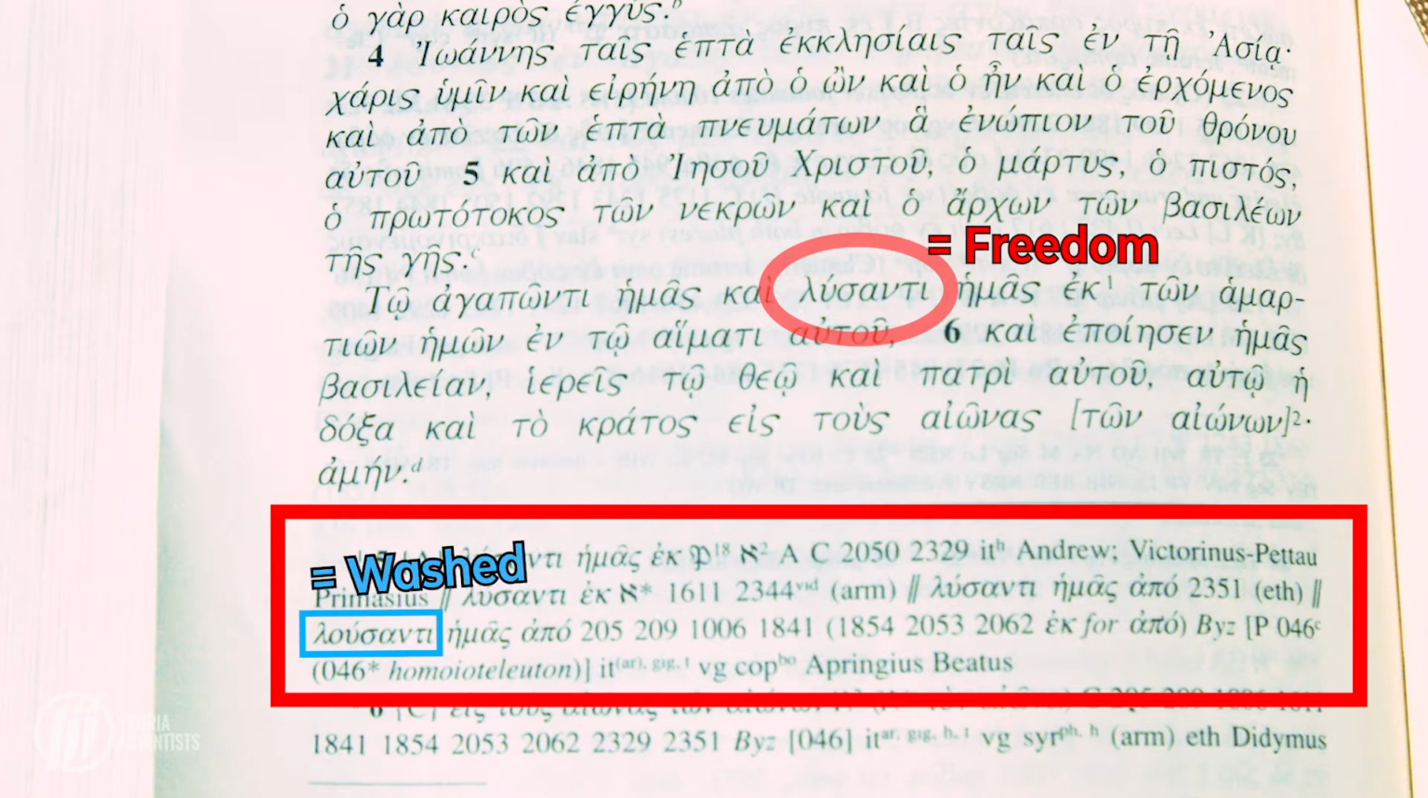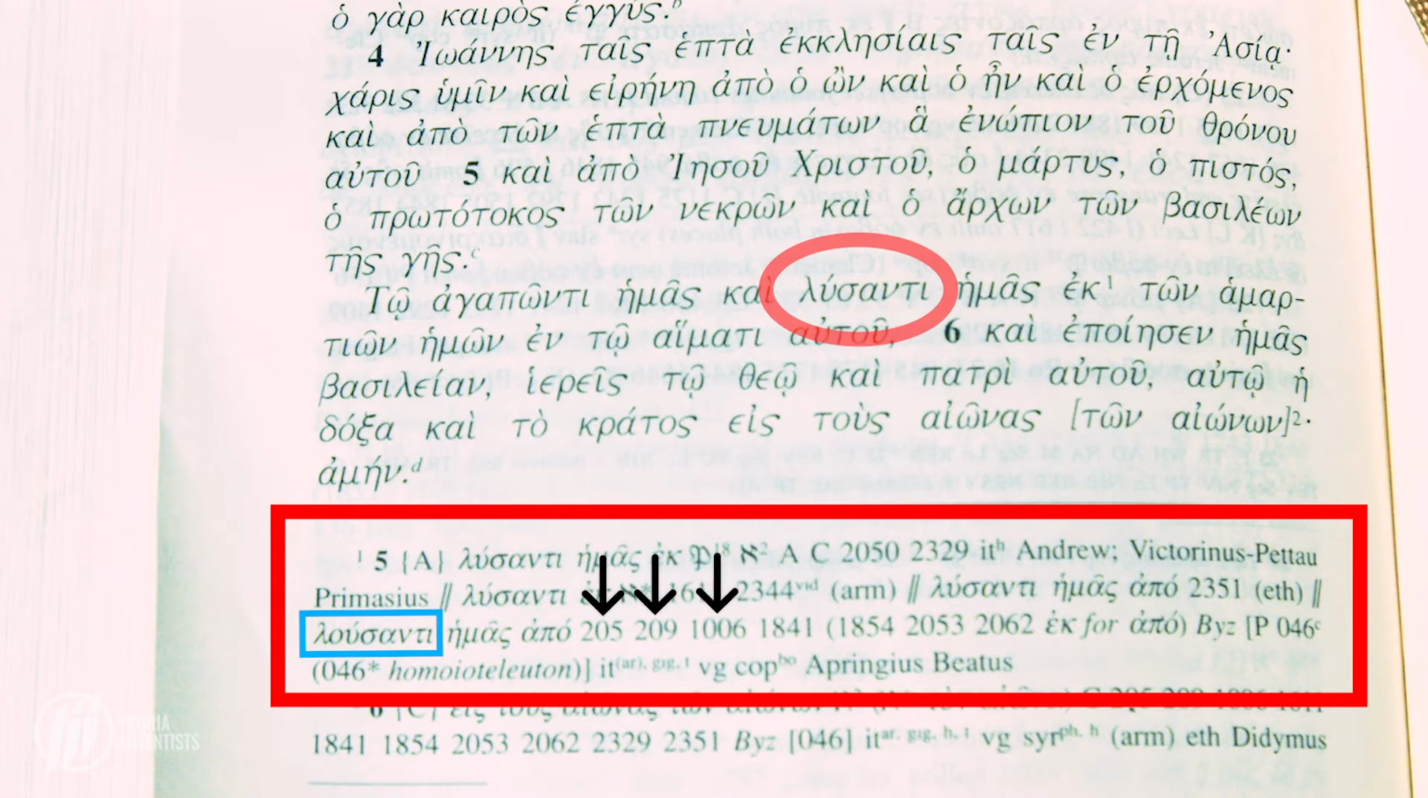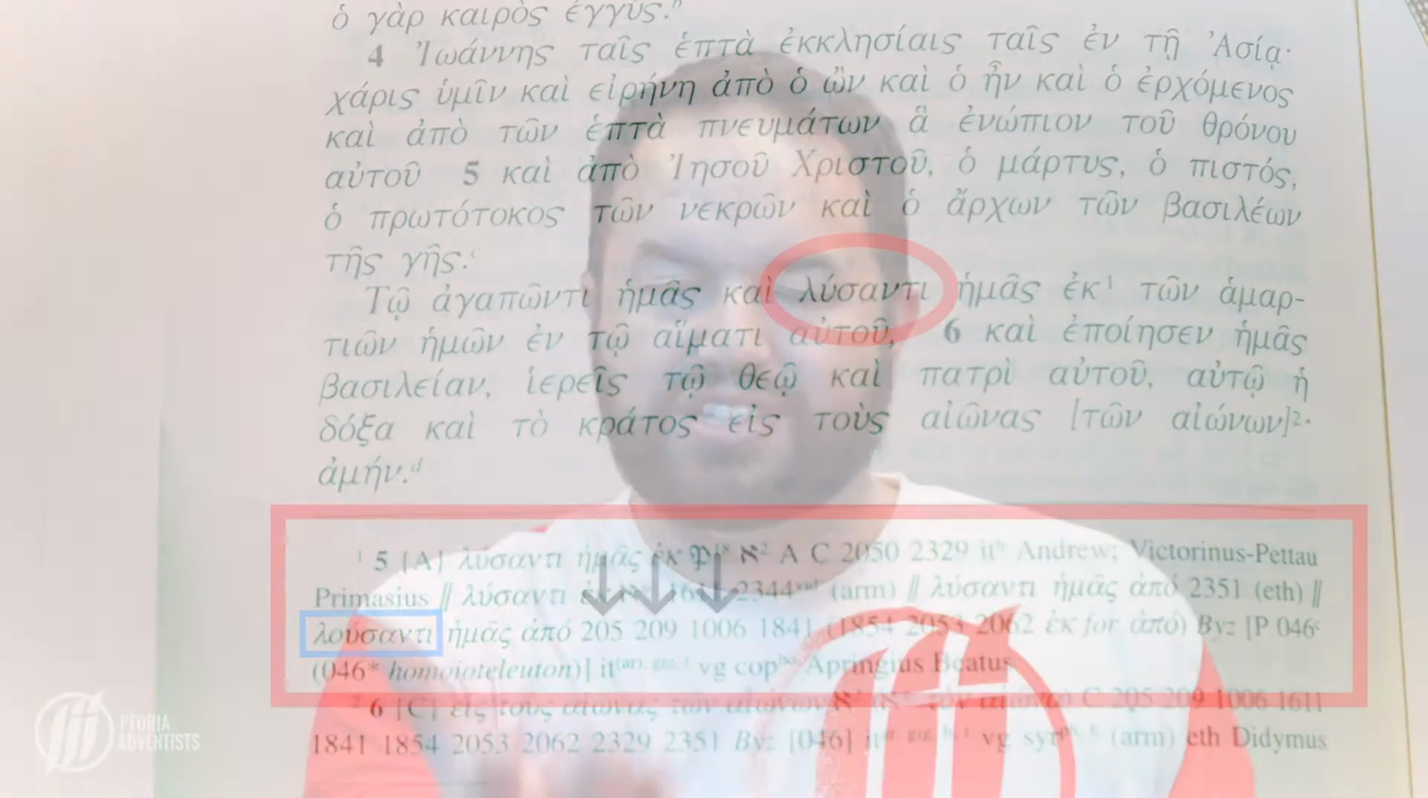And this is why the received text Bibles say that Jesus washed us by his blood, and it's why the NIV and these modern translations, which are built upon the Greek text of Westcott and Hort, we'll talk about them too in a minute, say he sets us free. The manuscript support for the received text begins with that 205 there, which is a minuscule from the 15th century. It also has the support of manuscript 209, also from the 15th century, and 1006, which is from the 11th century. And this is what the critical apparatus has done for scholars.